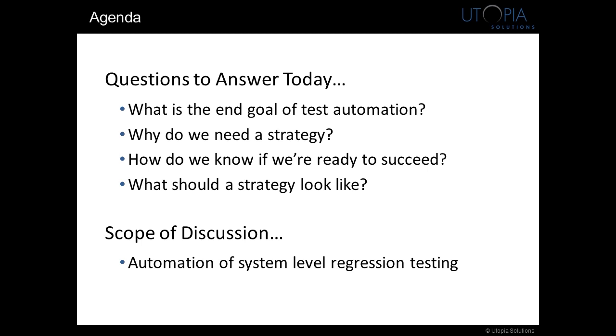Finally, just to level set us all a little bit, the scope of our discussion today is system-level regression testing. Automation can mean a lot of things in software development, and the context certainly changes that meaning and, most importantly, the approach. So much of what I'm going to talk about today, for example, wouldn't be applicable to automated unit testing. So just so we're all on the same page.